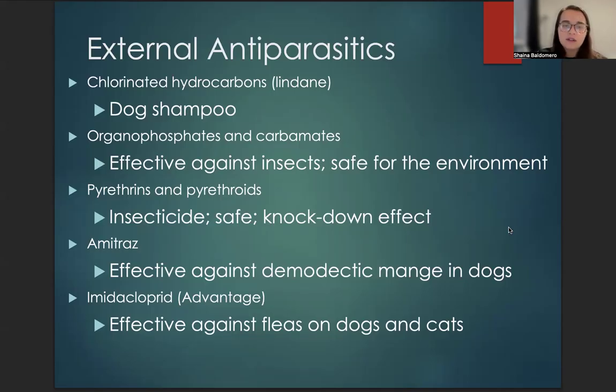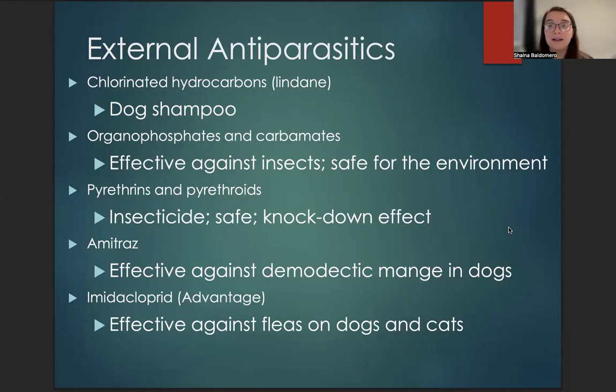Now, you may have heard of Advantage or Frontline. Those are over-the-counter medications for external parasites, so they're for fleas and ticks. You don't need a prescription to buy them, versus Revolution, which is the veterinary grade version, that you do need a prescription for. Advantage is great against fleas in dogs and cats, but it's not as strong as the prescription strength. In a lot of animals, the parasites are starting to become resistant to it. That's why they're having to do these new formulations of Advantage and Frontline. It's because the parasites are getting accustomed to it. It's not working as well.